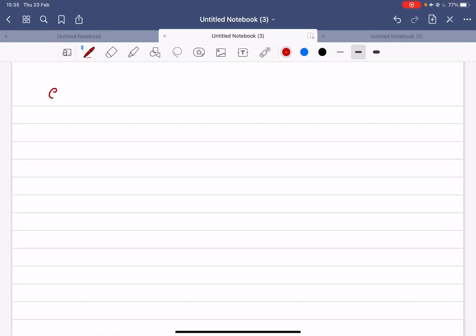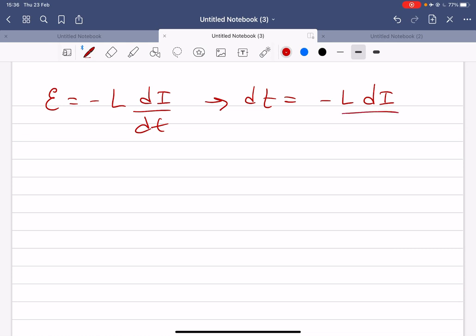So the EMF is equal to the negative of the self-inductance times di over dt. So from here we have to find the dt, which is... EMF. Okay, so basically it will be negative L di over EMF.